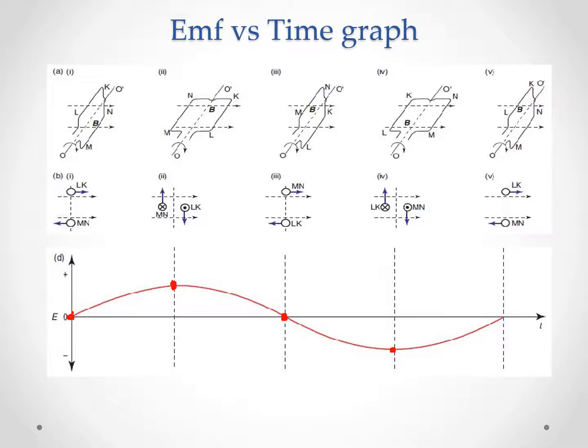The coil completes one cycle and it returns to vertical position. The EMF is zero as the rate of change of magnetic flux is zero. So in the last picture, the EMF obtained will be zero.